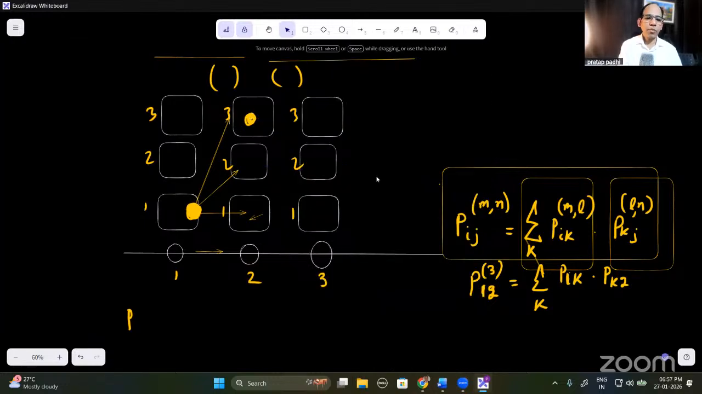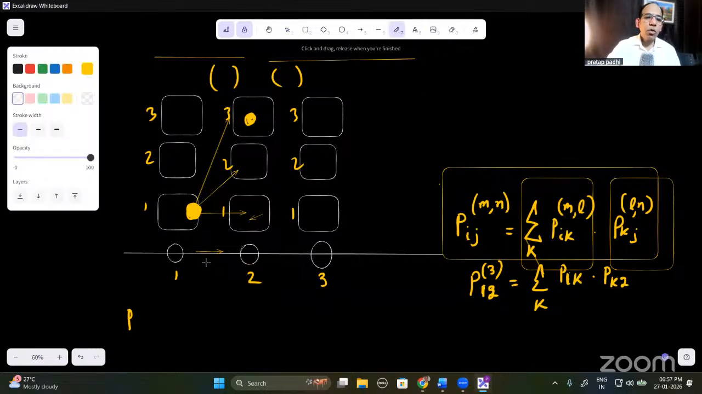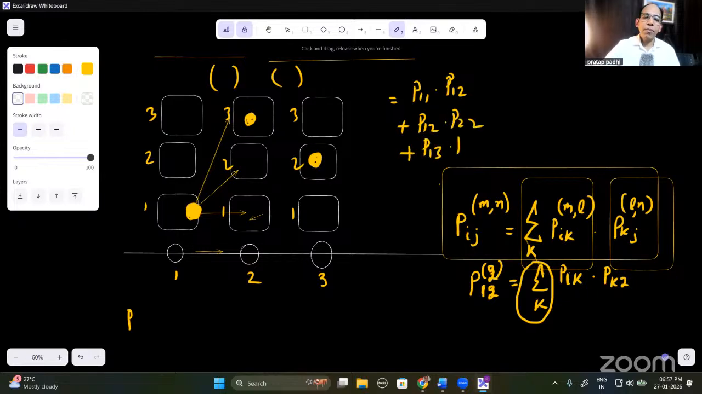Now, where does this summation come in? Suppose you want to go from state 1 to state 2 in 2 time periods. So how will I write the summation? It is the summation over k: P1-1 times P1-2, plus P1-2 times P2-2, plus P1-3 times P3-2.